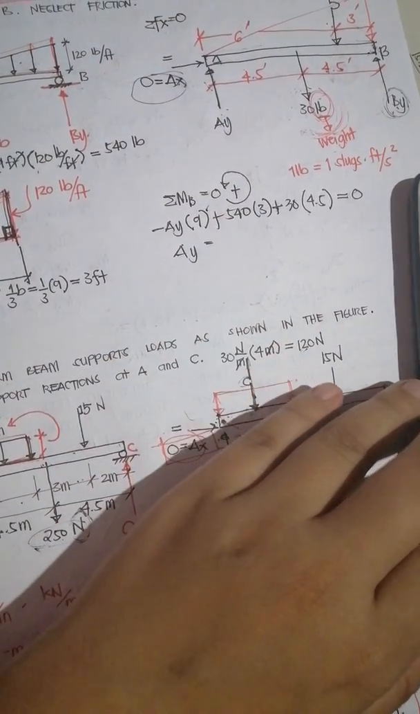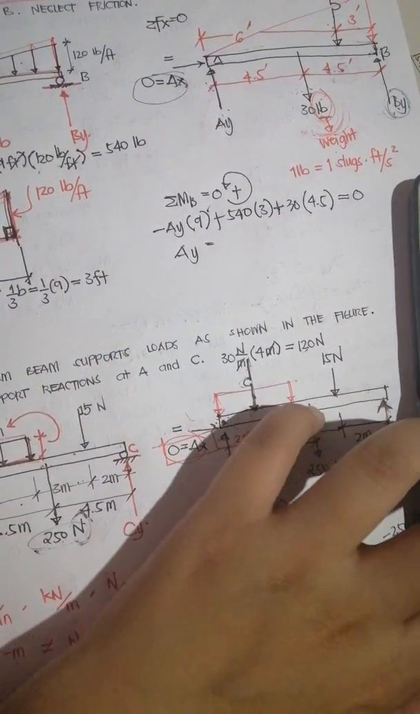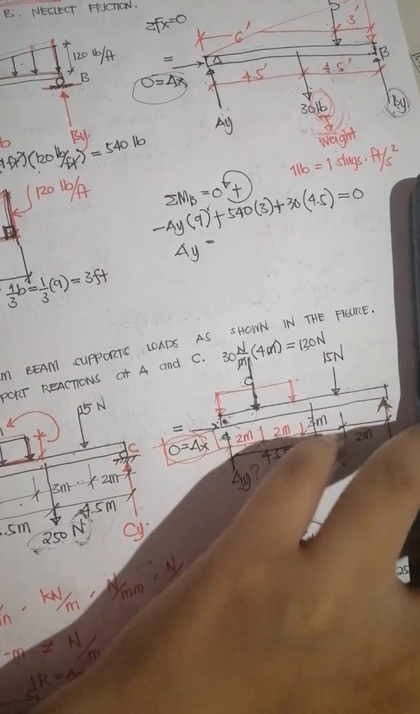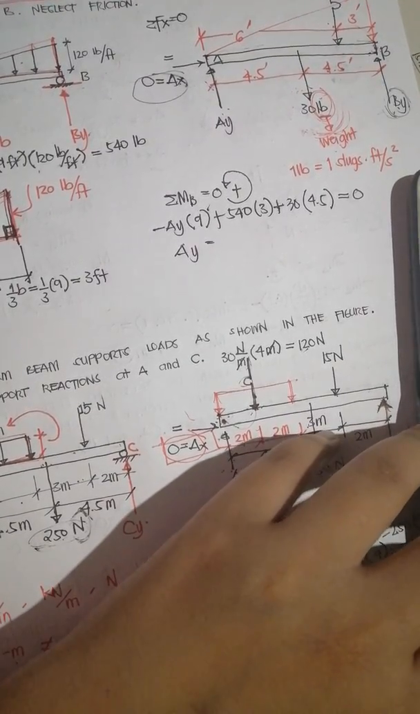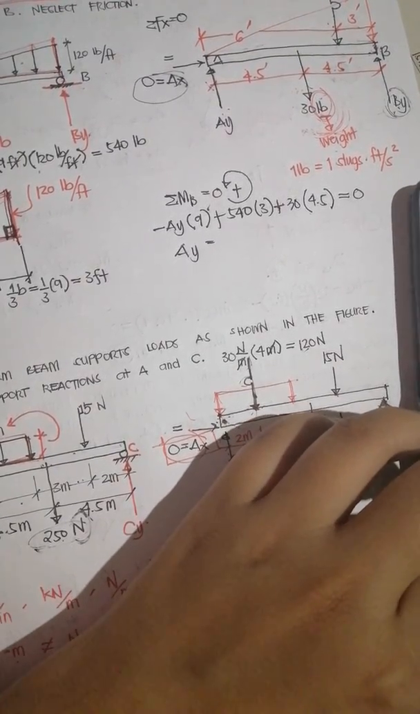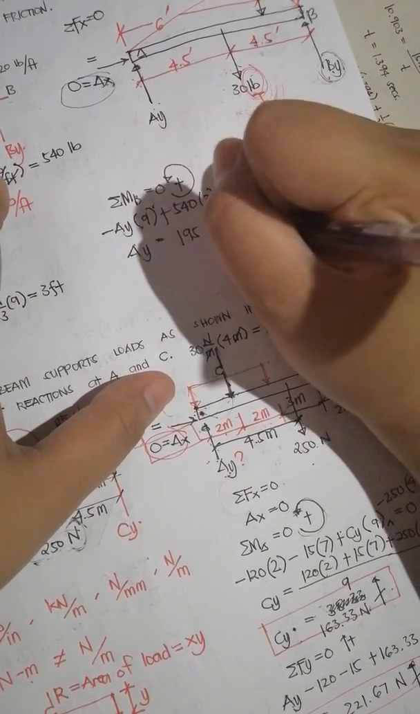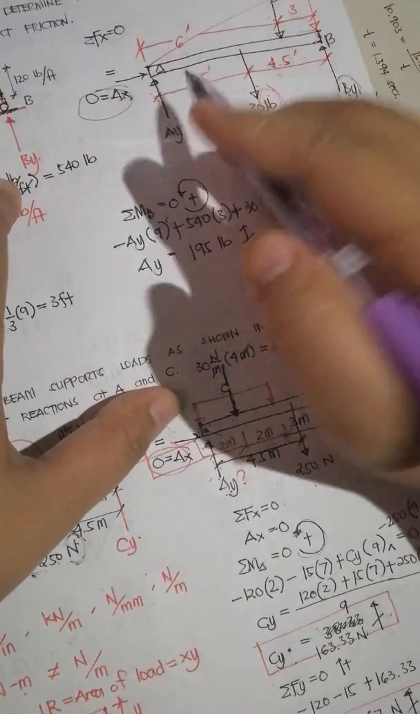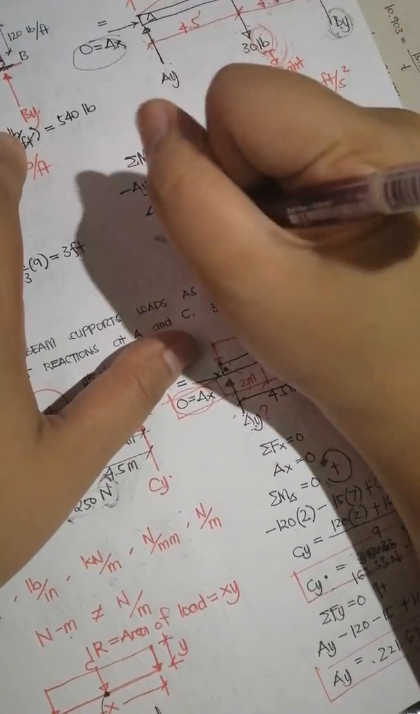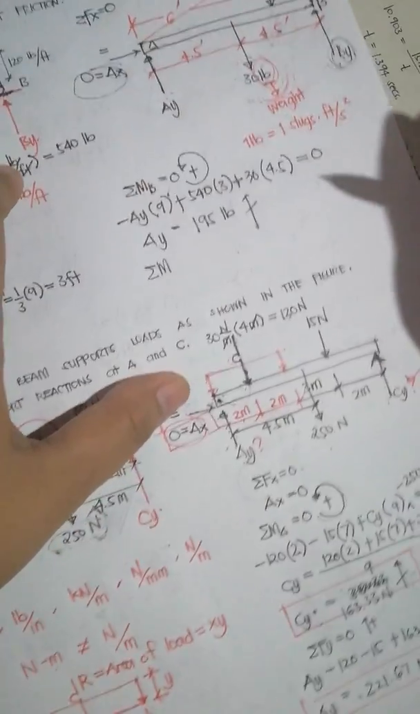So the vertical reaction at the pin support is 540 times 3 plus 30 times 4.5, divided by 9. Okay, you have 195 pounds. So it is an upward force.